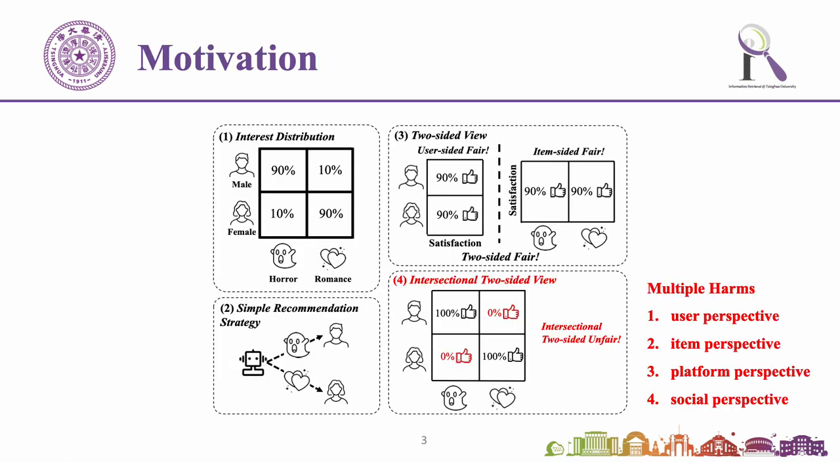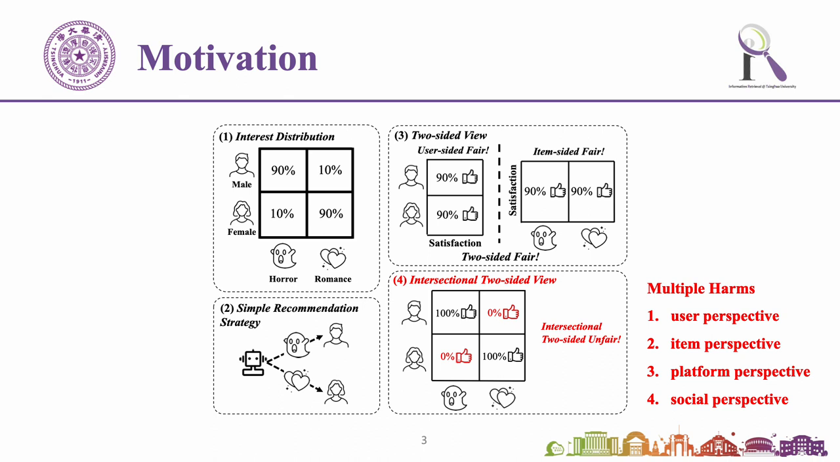However, we argue that a form of intersectional two-sided unfairness may still exist, even when two-sided fairness is achieved, where some intersectional two-sided groups still face discrimination. As shown in the figure, the recommendation is two-sided fair, but the intersectional two-sided groups such as female and hetero experience discrimination. Intuitively, such unfairness means the utilities for different groups are not independent of their two-sided group information.